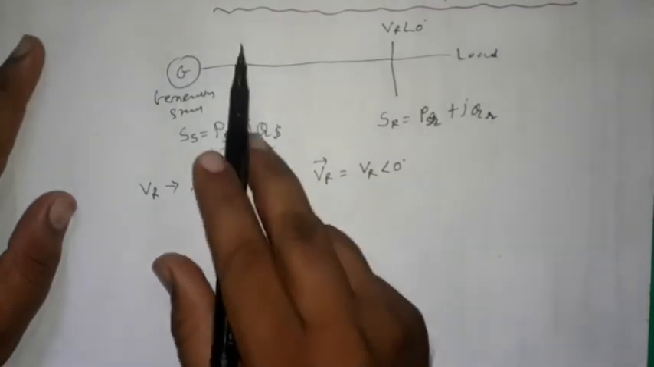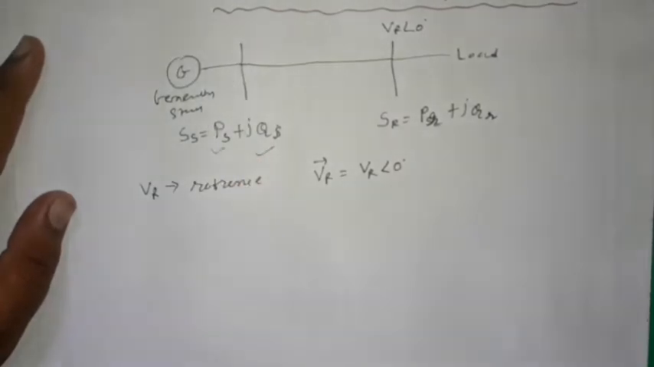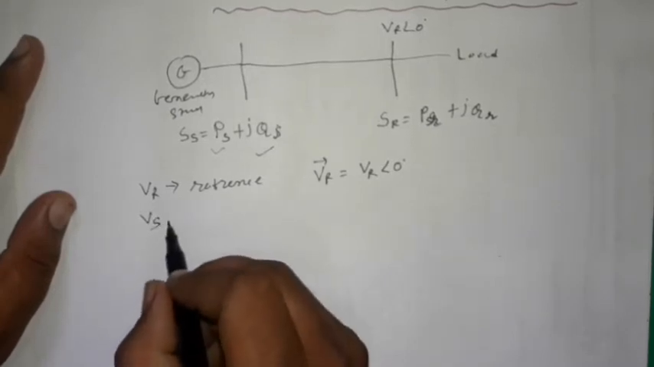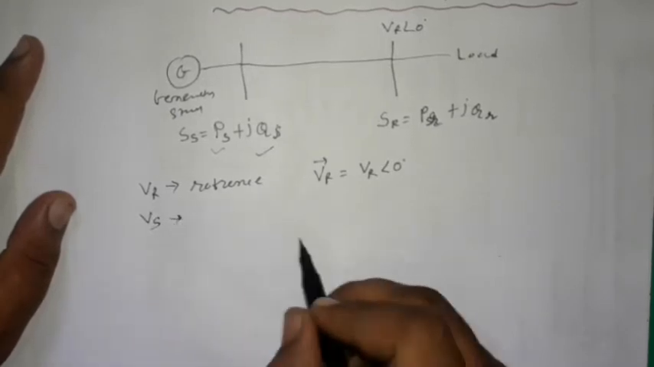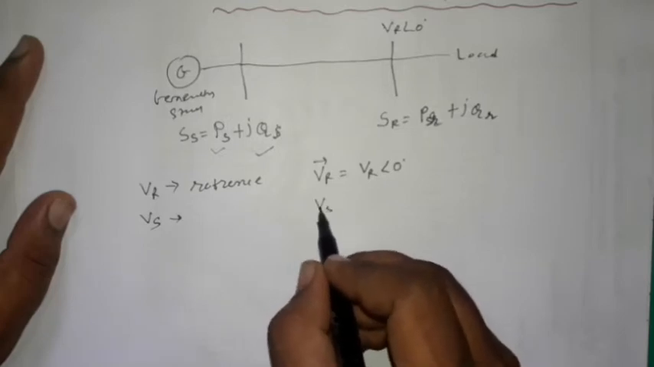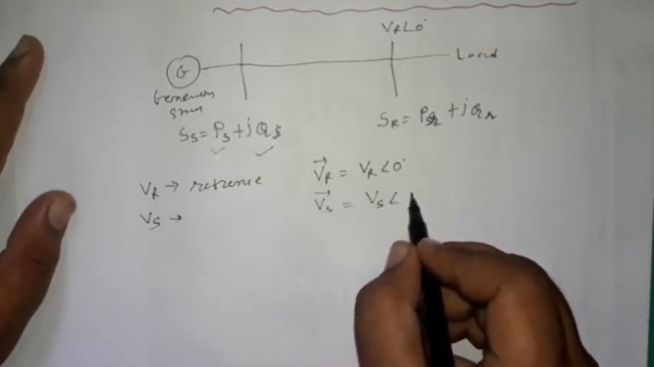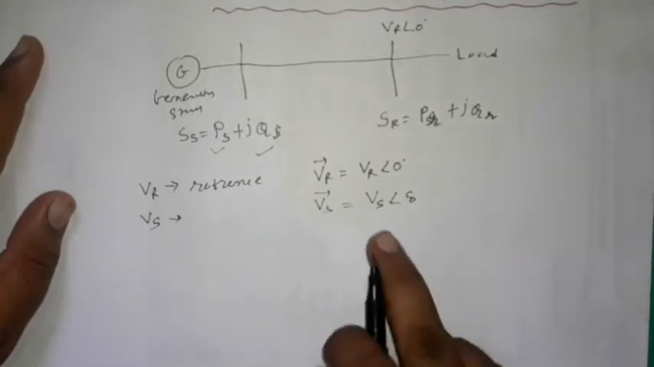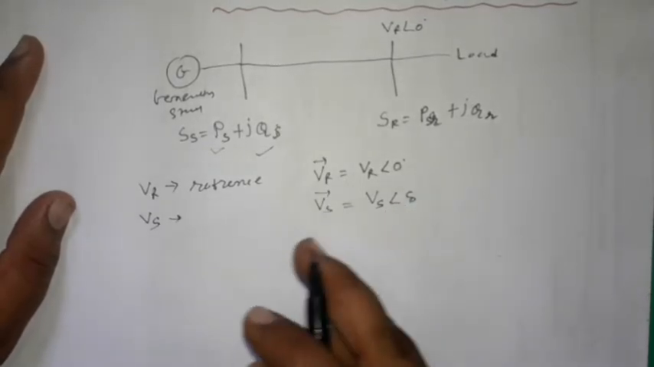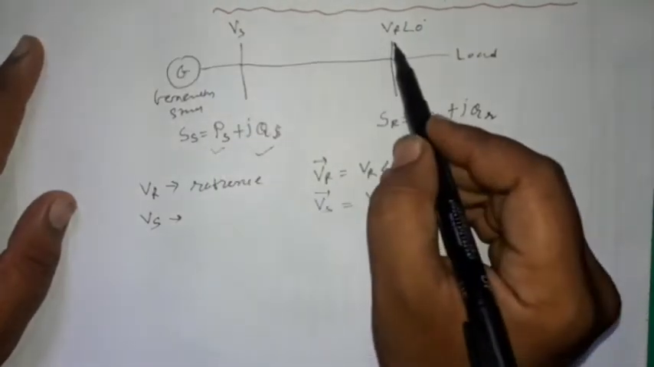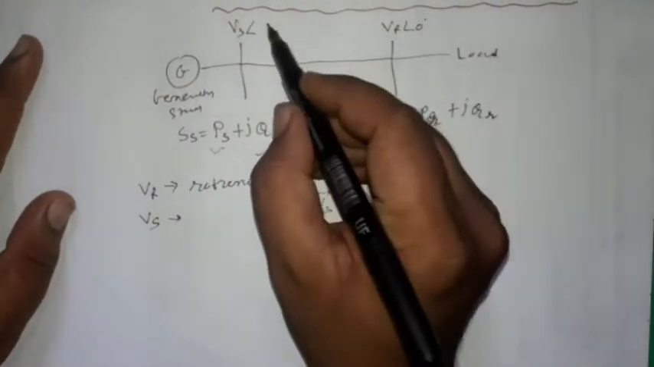Now here is the sending end side. So we write the sending end voltage vector Vs, which is equal to magnitude Vs into angle delta. So angle delta is the angle between the sending end voltage and receiving end voltage. So here is delta.